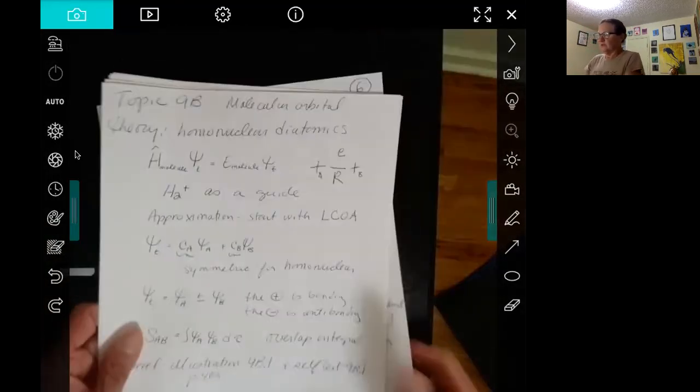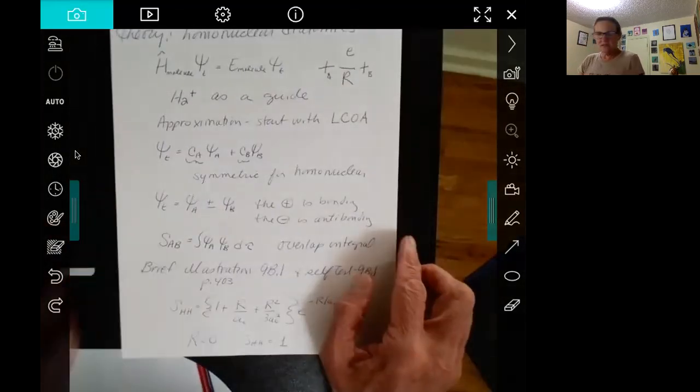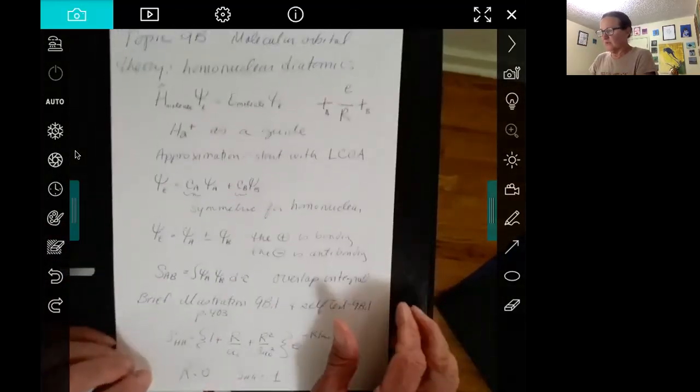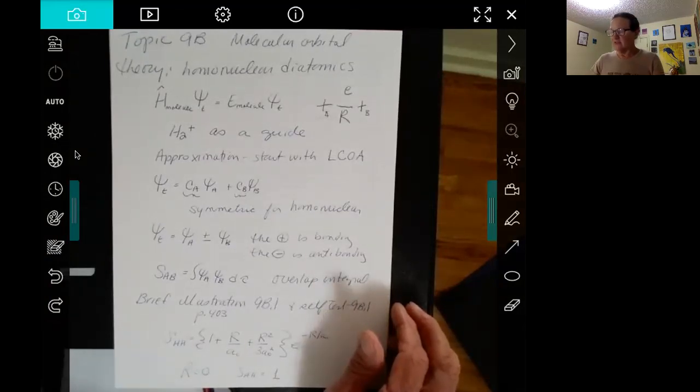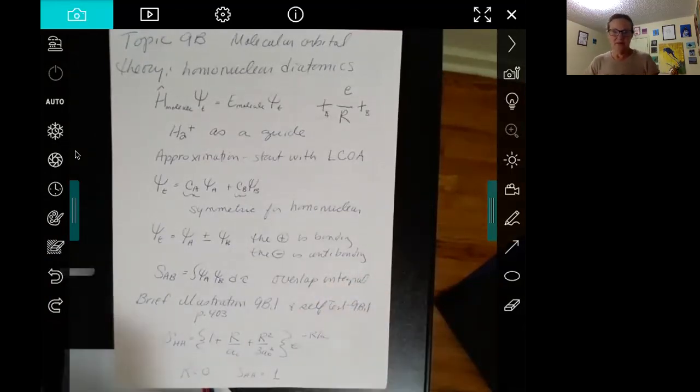So next we'll go into molecular orbital theory. And we'll start with the simplest thing, homonuclear, then we'll go to heteronuclear, diatomics, and then we'll talk about polyatomics.